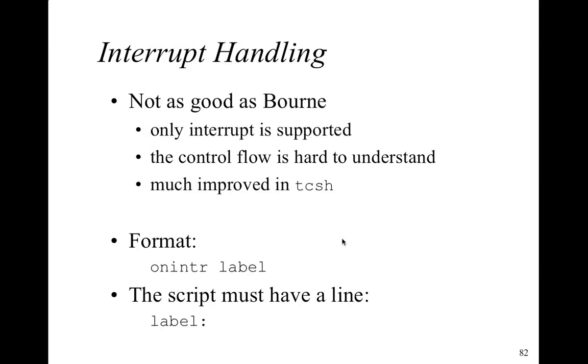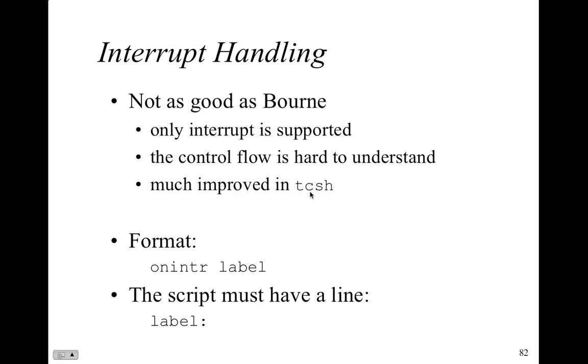These are examples. So last but not least, exception handling. And this is interrupt handling, not exception handling, but not as good as in the Bourne environment. C shell does support some of it. Only interrupt is supported on a C shell. The control flow is hard to understand, a little bit hard to work with. Much improved with TC shell, which is why that one is used. It's an upgraded version. TCSH, this shell here, is an upgraded version from the C shell.